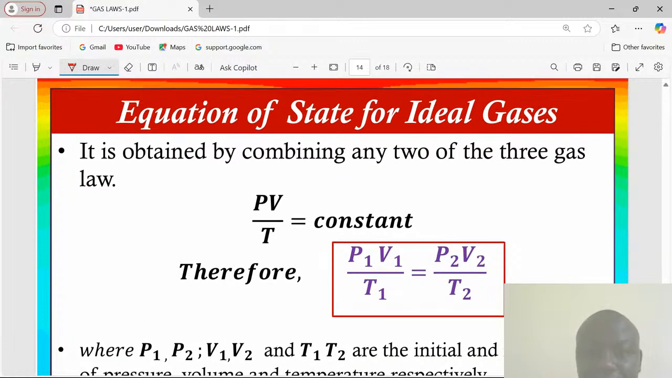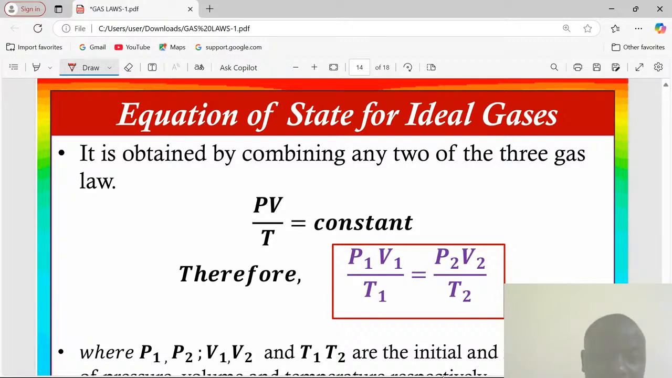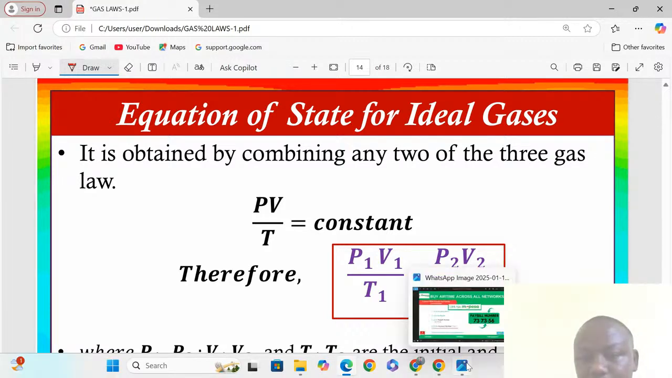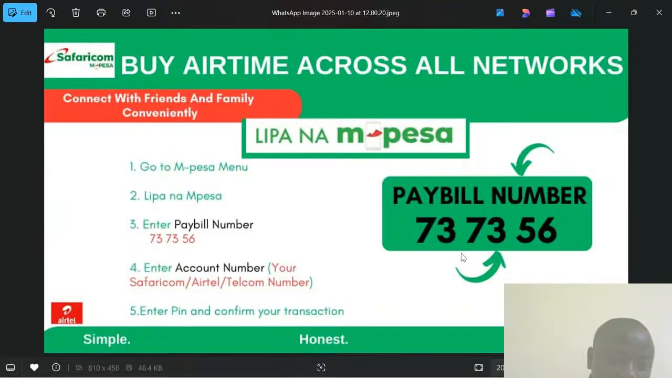Now, there is the equation of state, which we can also call the combined equation for the gas laws.